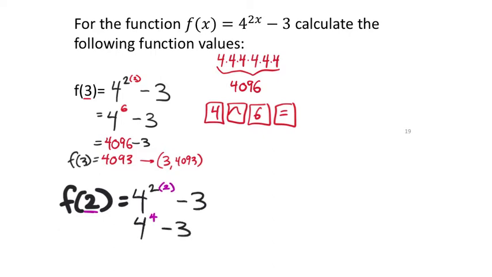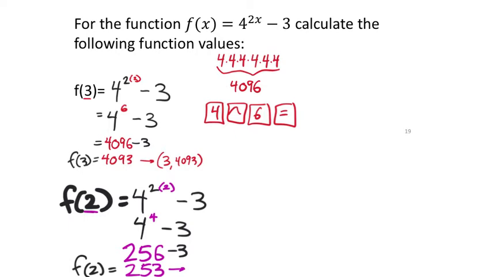And yeah, you know, just use the calculator is my recommendation. But 4 to the power of 4, 64, right? No, 256, I was way off. 256. Now minus 3, which is, I have to give myself more space, 253, okay? So f of 2 equals 253, which again, this would be the ordered pair.